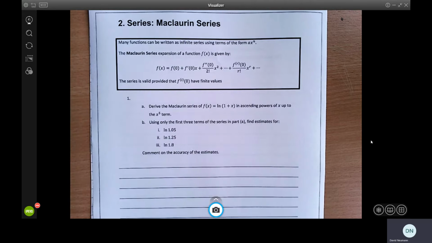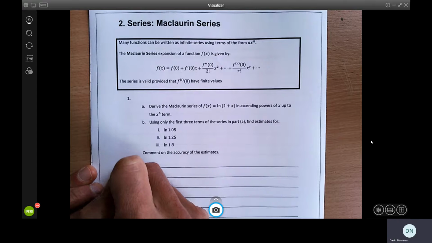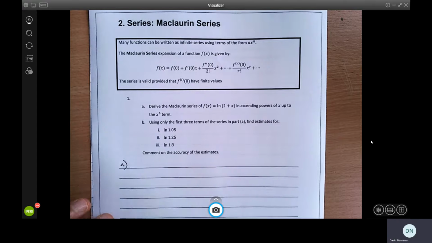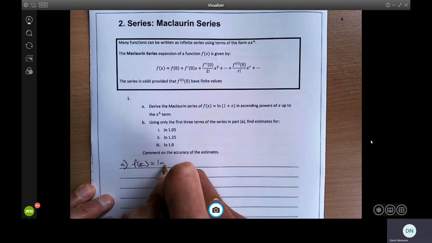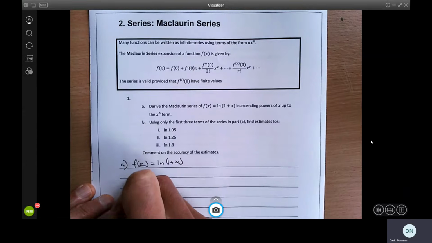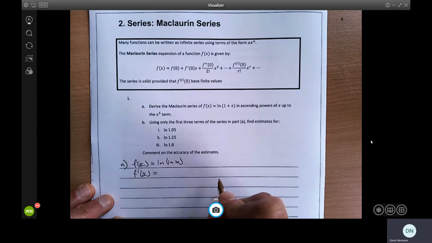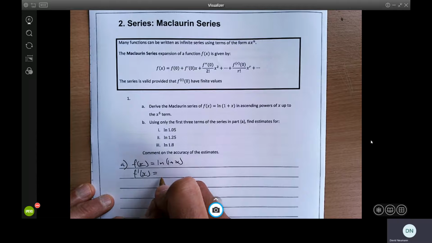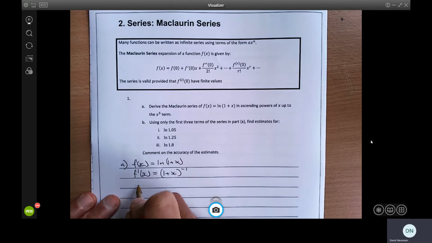We actually did that in the previous video. We looked at the derivatives of this function, so I'm just going to write them back out, and then we're going to look at their values at x equals 0. So for part A, f of x is equal to ln of 1 plus x. F dashed of x is equal to, actually no, this is slightly different, isn't it? Well, we'll go through it. It's 1 over 1 plus x, so we're going to write this as 1 plus x to the minus 1.